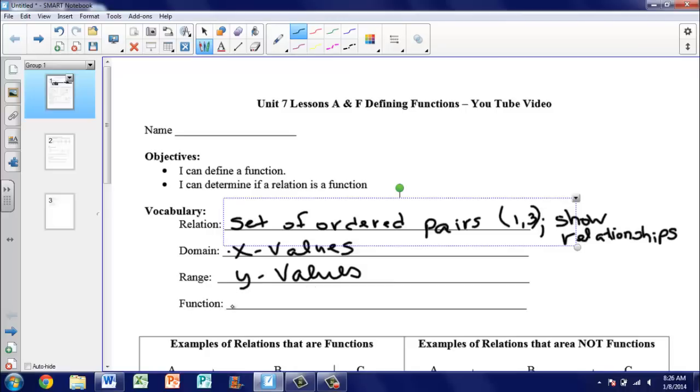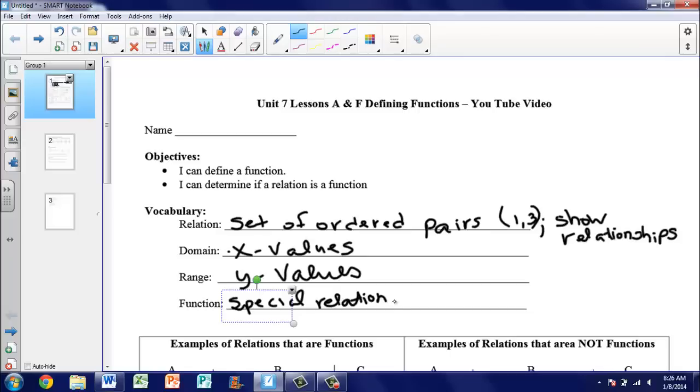And then a function is going to be a special type of relation. So this is a special relation where none of the x values repeat. Notice in the definition that it's none of the x values repeating, so we don't care if the y values repeat, but in order for something to be a function, the x values cannot repeat. You'll only have one of each of the x values.